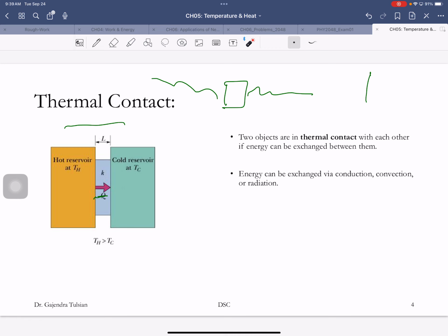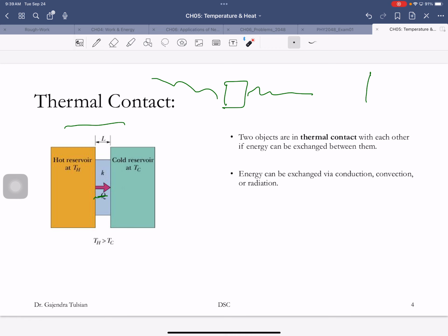So two objects are in thermal contact with each other if energy can be exchanged. Energy can be exchanged via conduction, so this is exchanging energy via conduction. Convection: air gets in contact with this, it warms up. This is a warm cup of coffee. When the air warms up, it expands and it rises up. It leaves behind a vacuum. What happens? Then more cold air comes and gets in contact with that, and then that warms up and moves away. That's convective heat transfer.